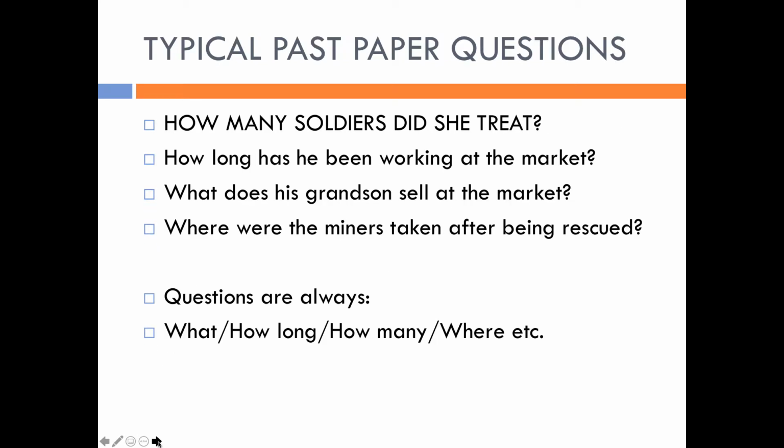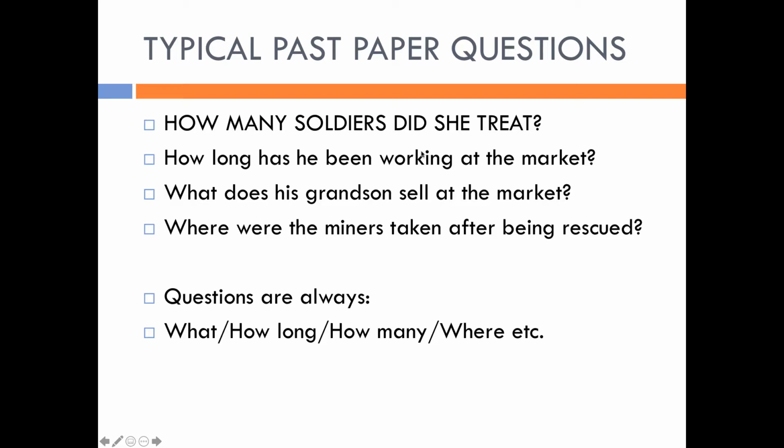So here's just an example of some typical past paper questions, the sorts of questions you would find. How many soldiers did she treat? How long has he been working at the market? What does his grandson sell at the market? Where were the miners taken after being rescued? So you can see the questions are always things like what, how long, how many, where, that type of thing. It's really about understanding the specific information you're looking for.